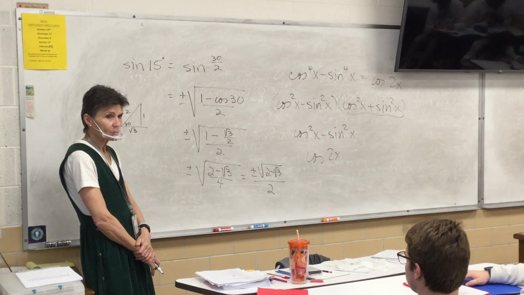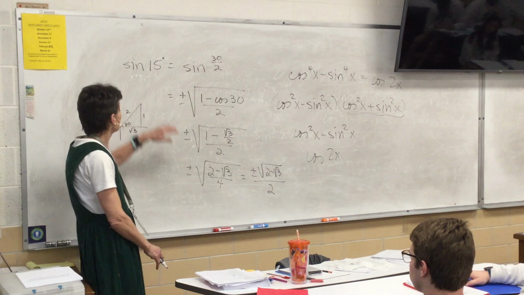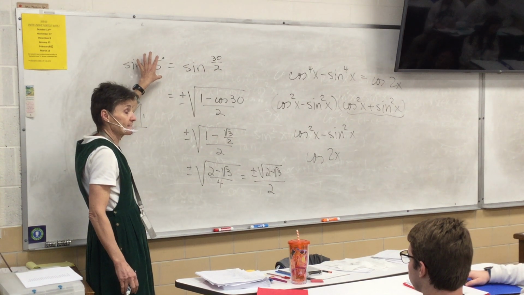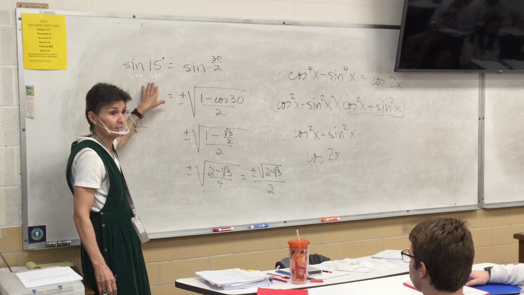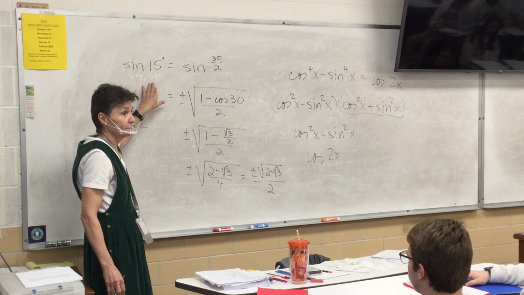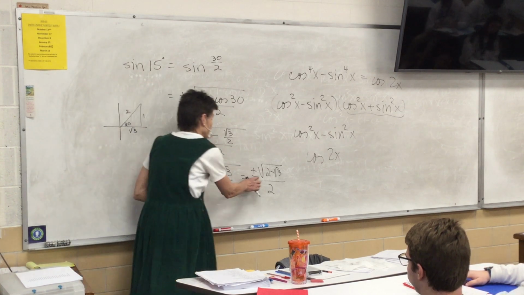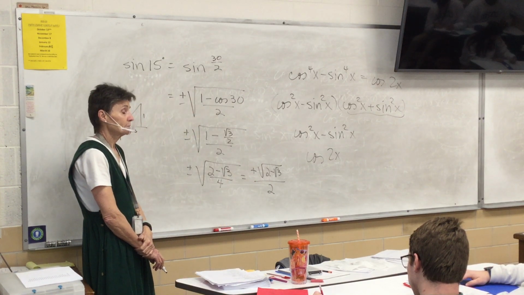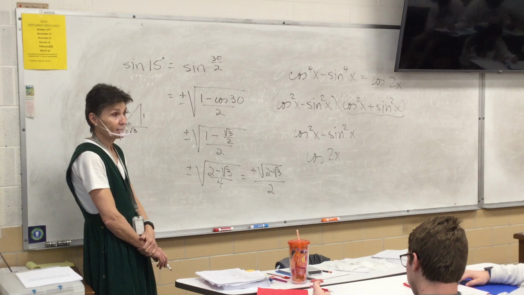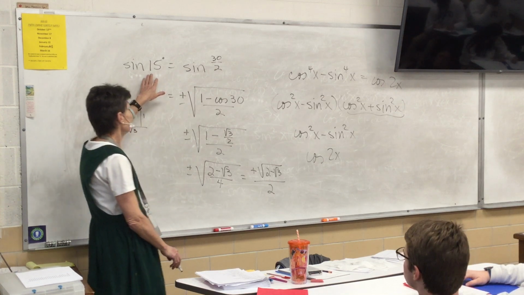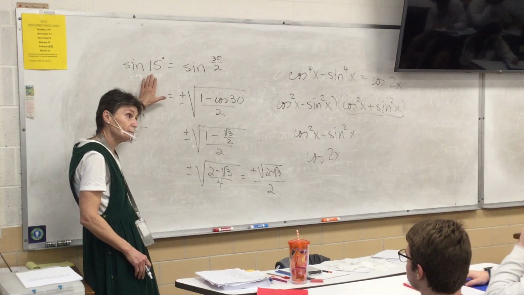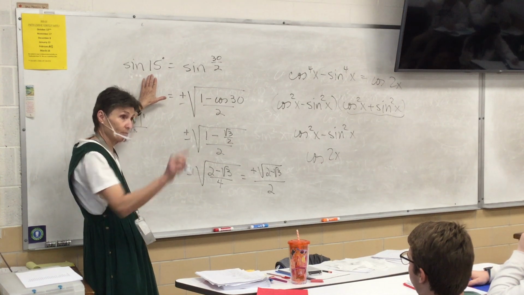And that goes back to what the original problem was. The original problem is the sine of 15. Is the sine of 15 going to be a positive number or a negative number? It's going to be positive. 15's in quadrant 1, so its sign will be positive. Now, if this had been like, I don't know, 285 or something, then I would be using the negative root.